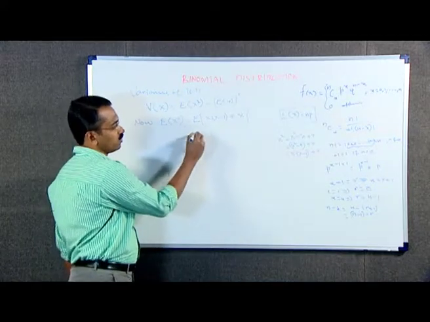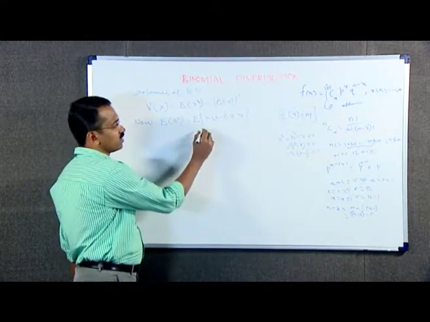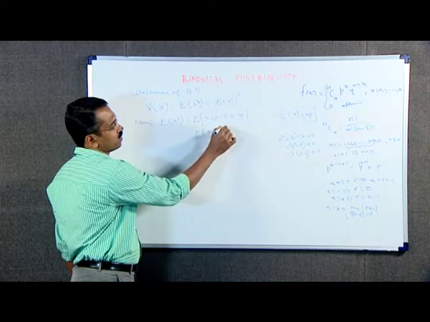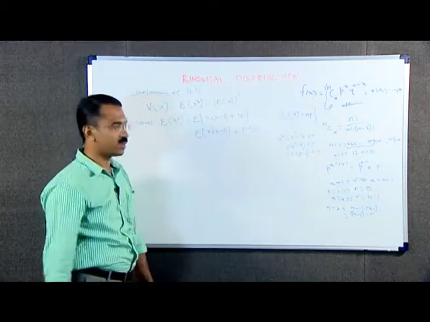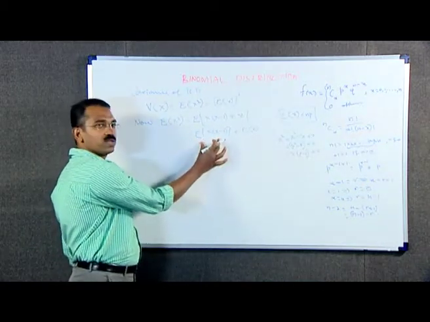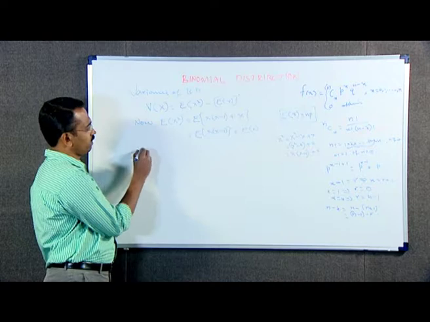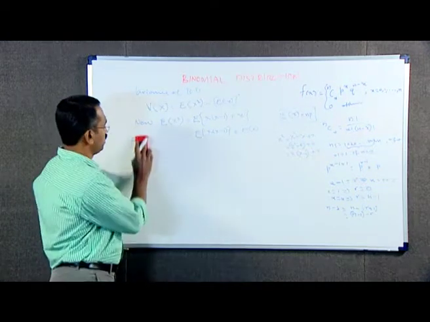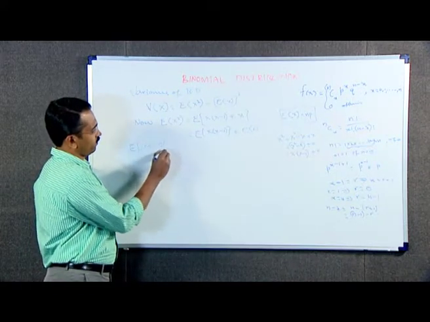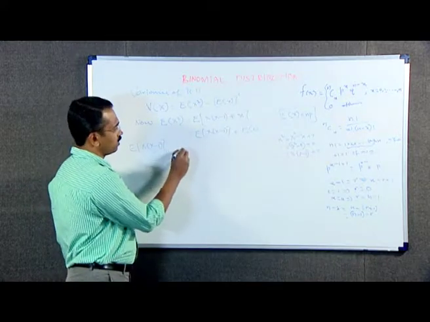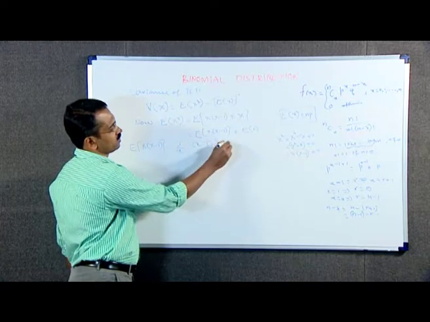That is equal to, by the linearity property of expectation, we can split the expectation, that is E of x into x minus 1 plus E of x. Again E of x is n into p. Therefore, we have to find E of x into x minus 1 only. That is E of, by definition, expectation of x into x minus 1 is equal to summation over all x, x into x minus 1 f of x.